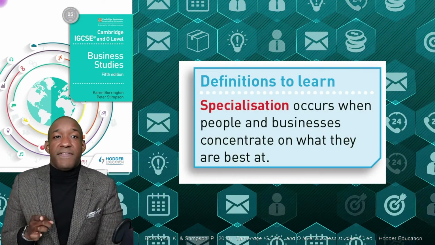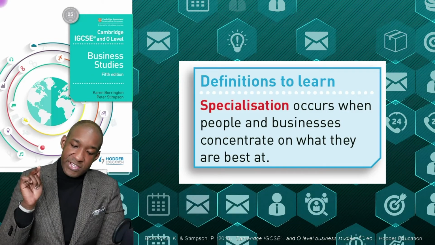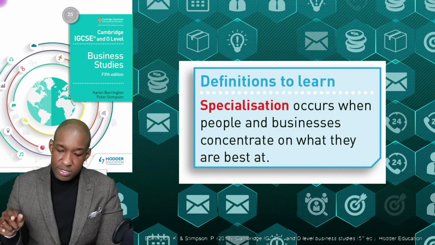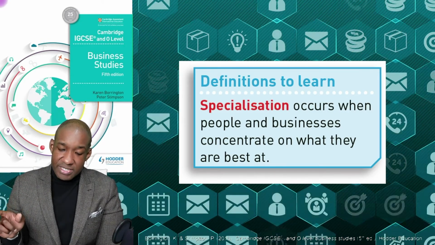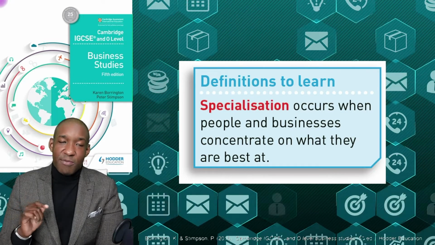So, another definition, you need to write this down. Specialization occurs when people and businesses concentrate on what they are best at.